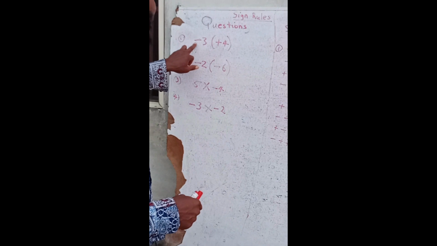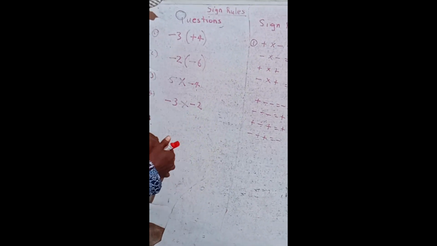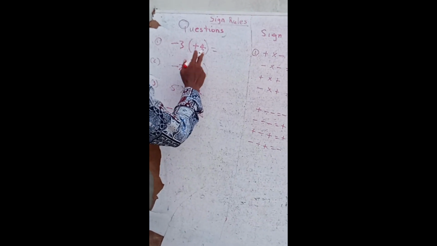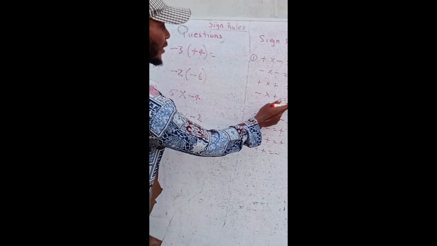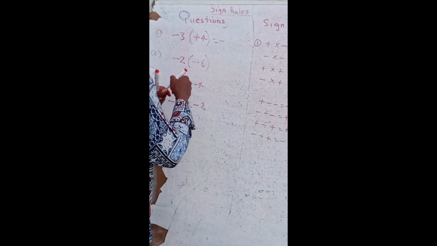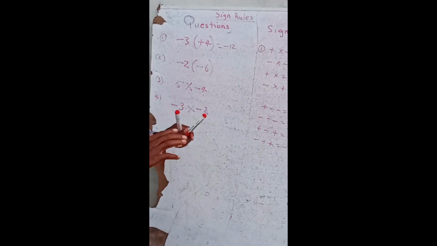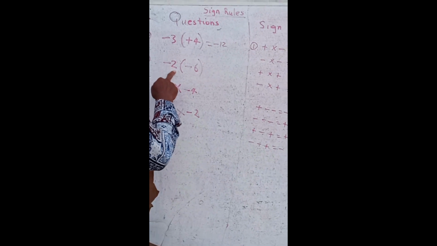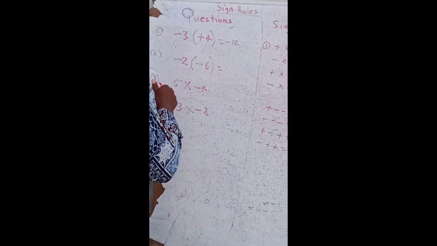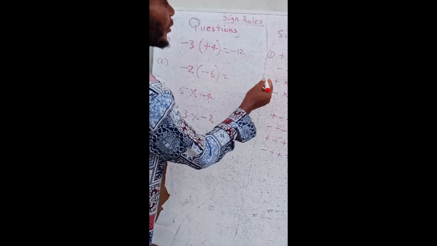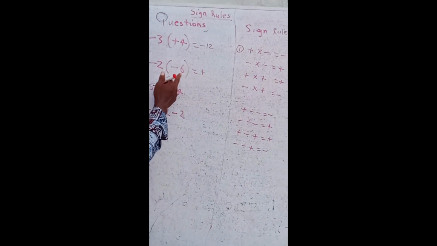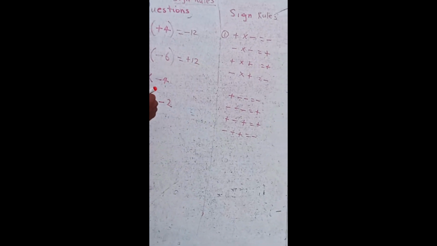Here we have minus 3 times plus 4. Minus times plus, the answer is minus. So we write minus, and then 3 times 4 is 12. The next one is minus 2 times minus 6. Minus times minus is plus, because the signs are the same. Then 2 times 6 is 12.